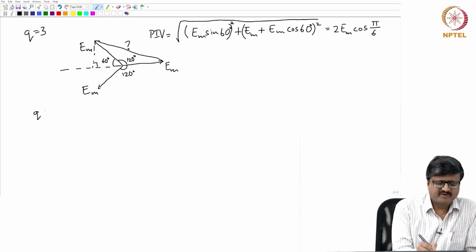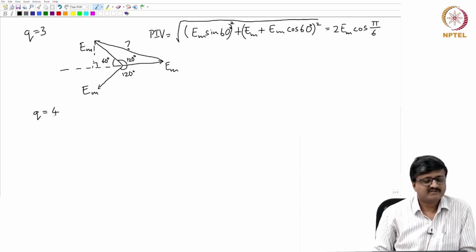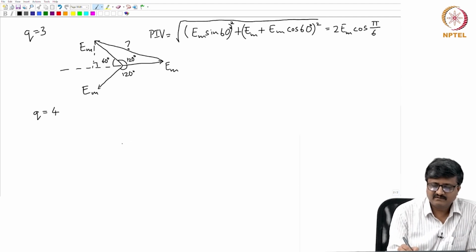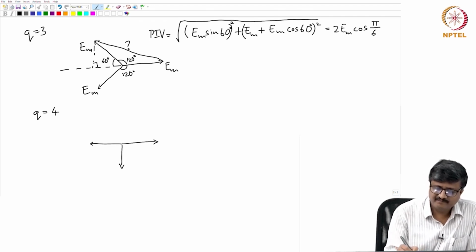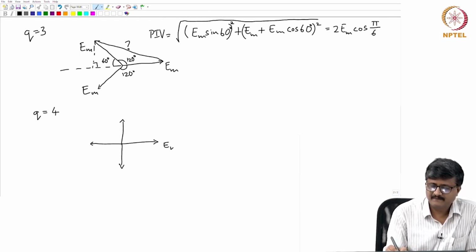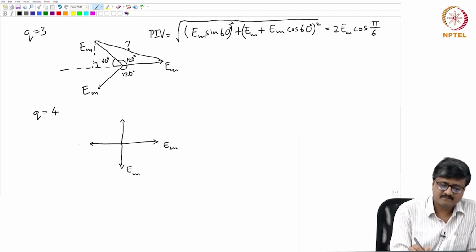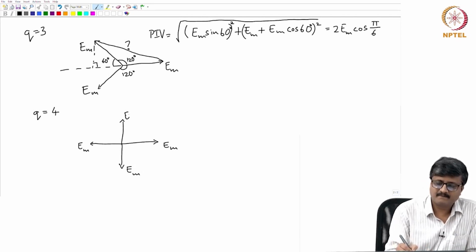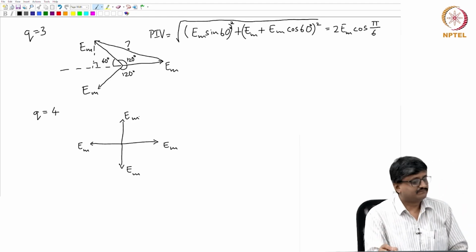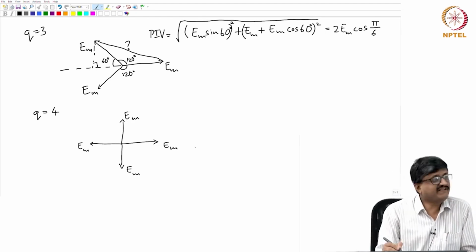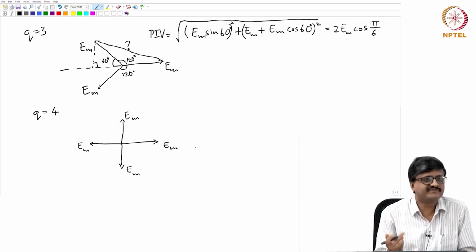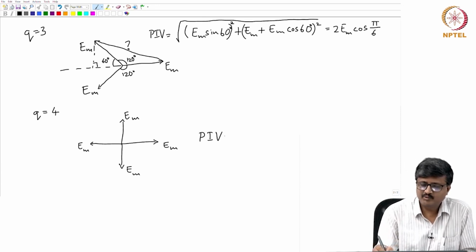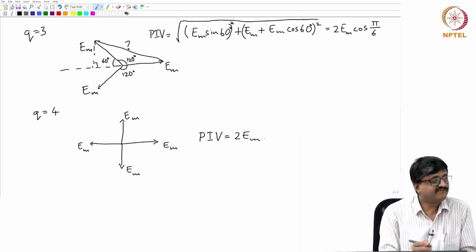Now, let me take one more special case before going to the general case. If I have Q equal to 4, then if I try to draw the phasor diagram, I get 4 phasors all having a peak value EM. In this case, if I want the peak inverse voltage, you just take any two phasors which are out of phase. So, PIV is 2 EM. This was the answer we obtained even for Q equal to 2.